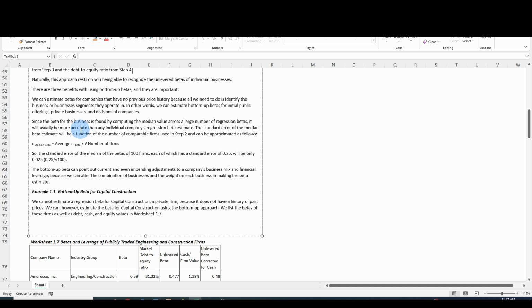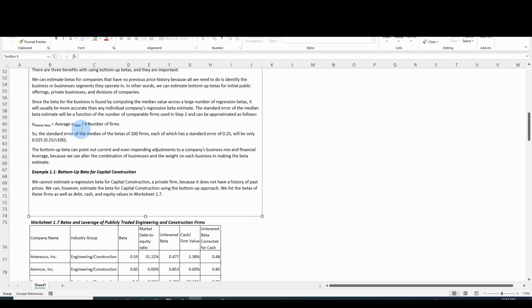Since the beta for the business is found by computing the median value across a large number of regression betas, it will usually be more accurate than any individual company regression beta. The standard error of the median beta estimate will be a function of the number of comparable firms used in step 2 and can be approximated as follows: the average beta divided by the square root of the number of firms. So the standard error of the median of the betas of 100 firms, each of which has a standard error of 0.25, will only be 0.0025, etc.